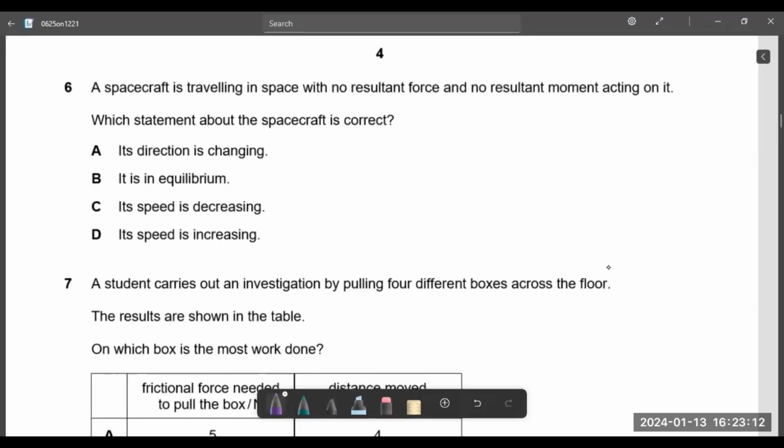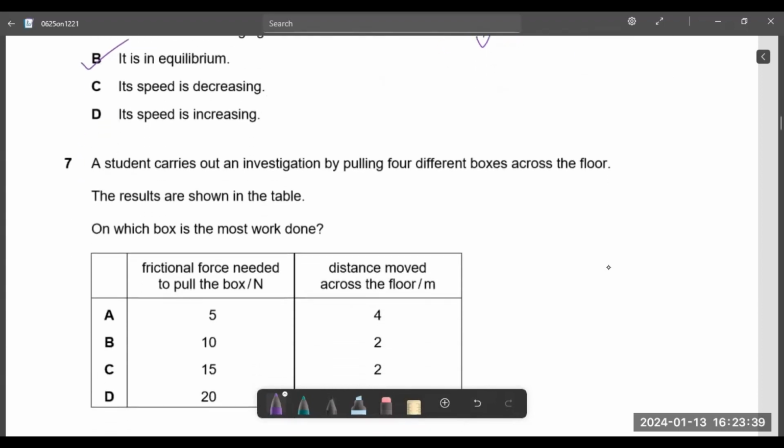Next, a spacecraft is traveling in space with no resultant force and no resultant moment acting on it. Which statement about the spacecraft is correct? No resultant force and no resultant moment means it is in the equilibrium state. All the forces are cancelling each other. It will be in equilibrium. So the right choice is it is in equilibrium.